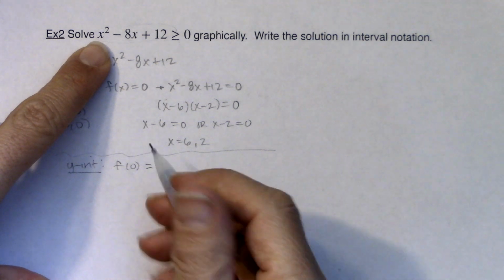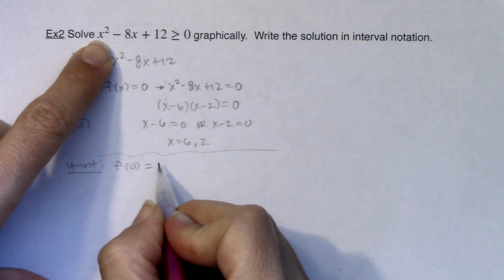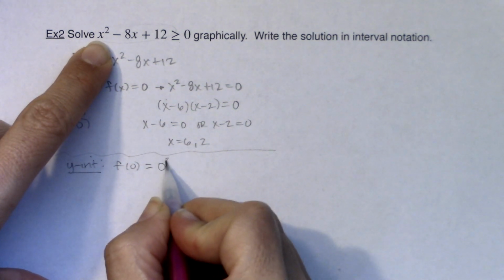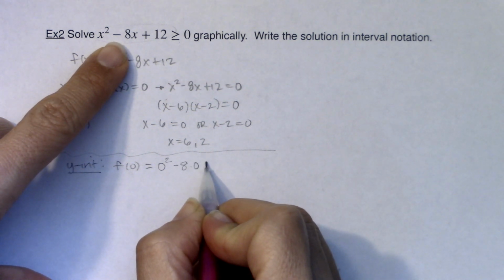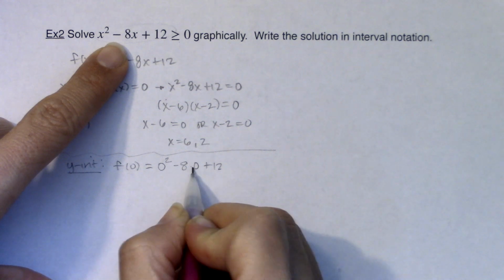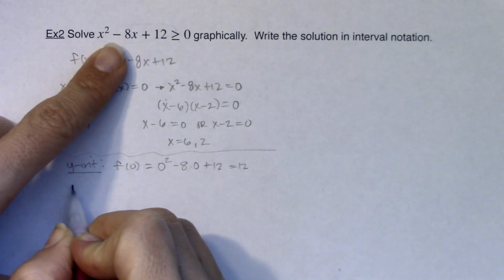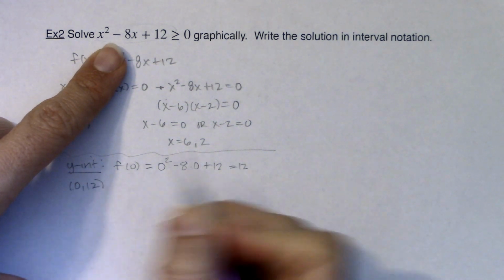If x is 0, and I'm plugging that into my quadratic expression, that's 0 squared minus 8 times 0 plus 12, which is 12. So there we go. My y-intercept is (0, 12).